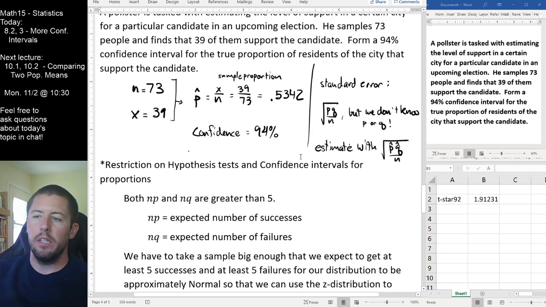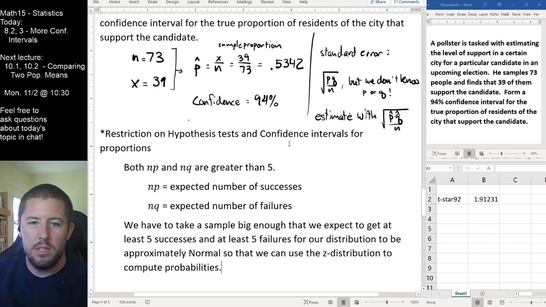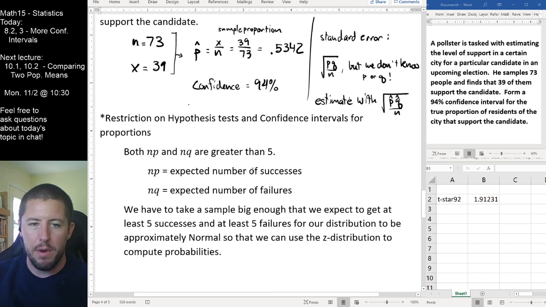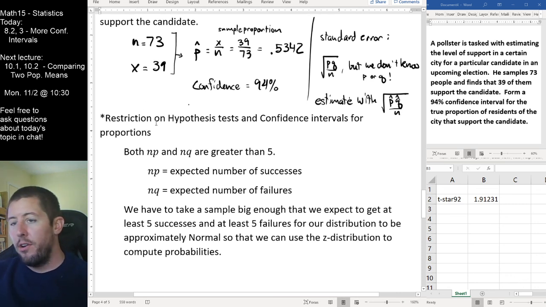And we've certainly got that here. Our expected number of yes votes here is about 50%, and therefore our expected number of no votes here is about 50%. So we certainly see at least five expected yeses and nos out of a sample of 73 people right here.